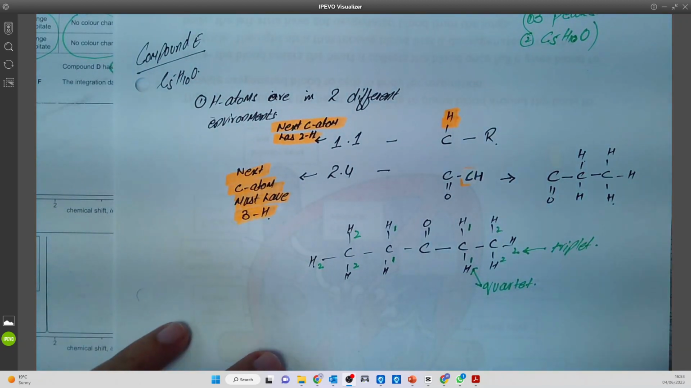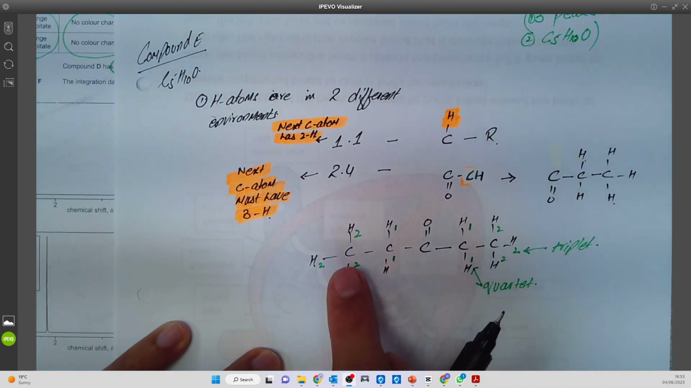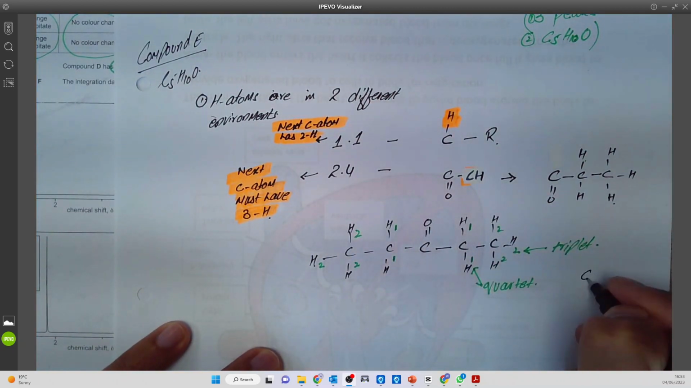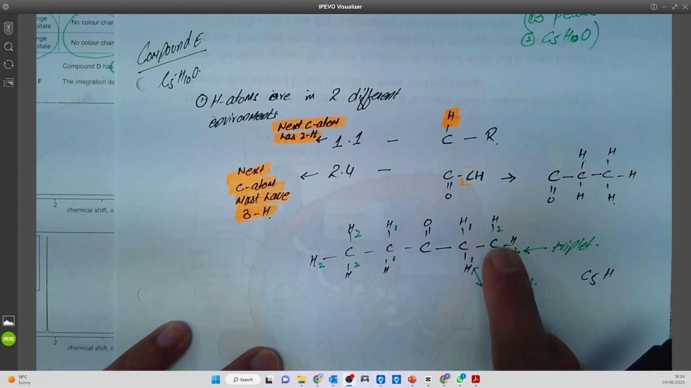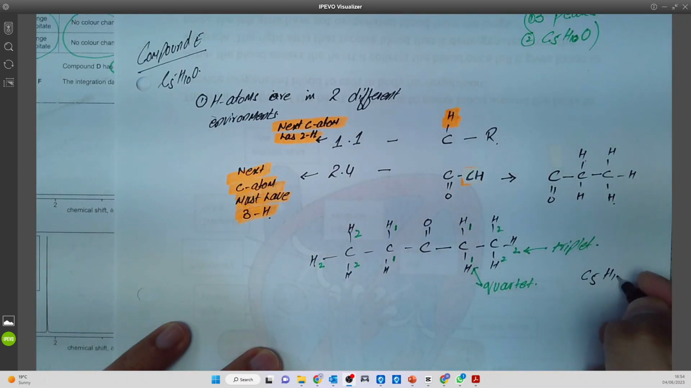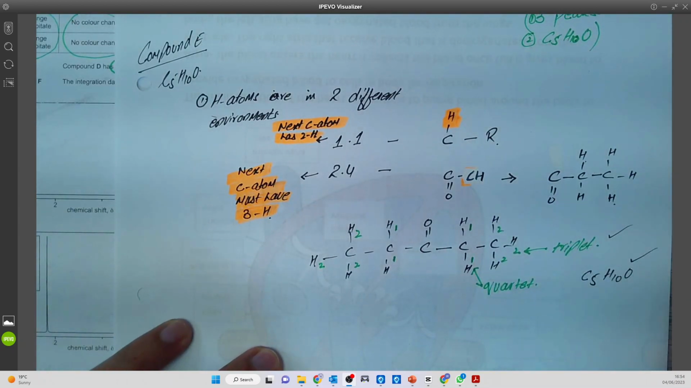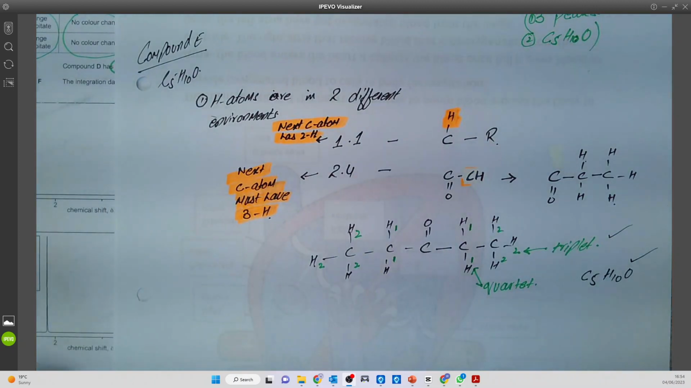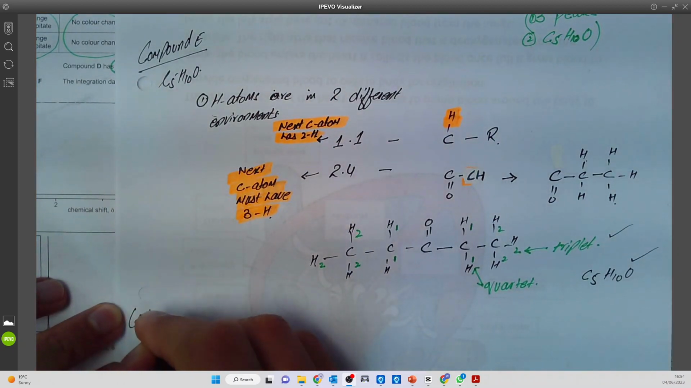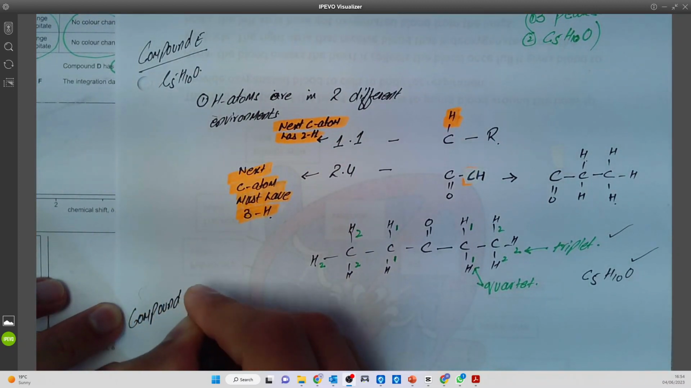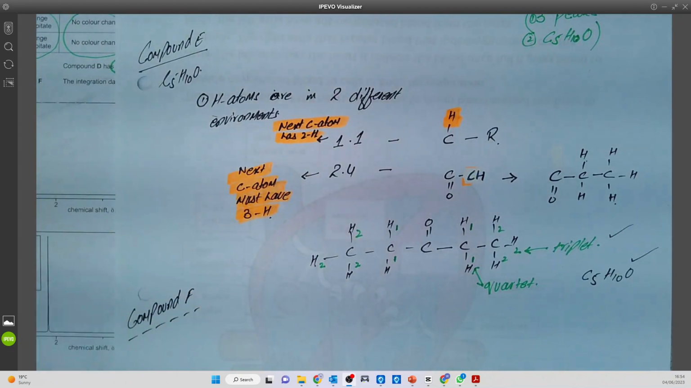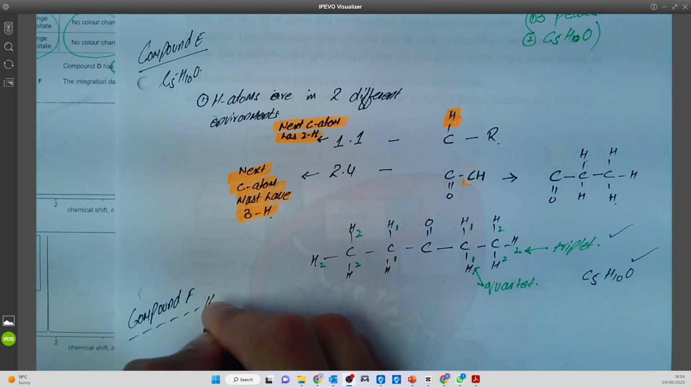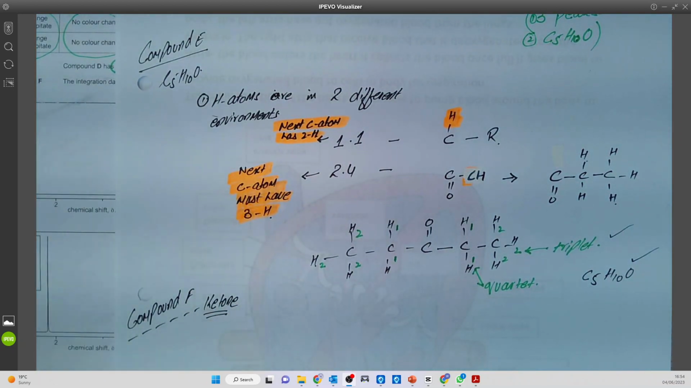Before I move on to the next, I need to check what's the molecular formula for this. 1, 2, 3, 4, 5. So C5H, how many? 3, add 2, 5, add 5, 10. This is fine. I'm good with that. Now we need to look at compound F. Compound F is, again, I know it is a ketone. I already know it's a ketone from the previous result.